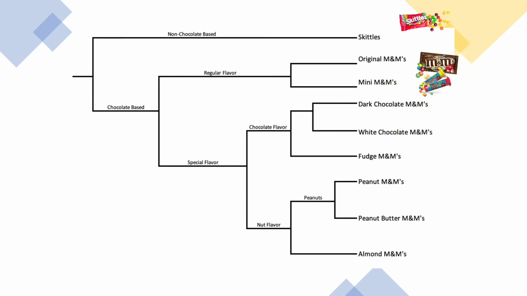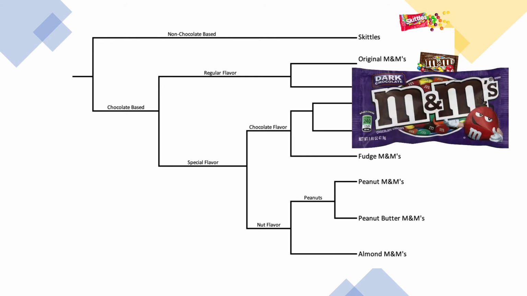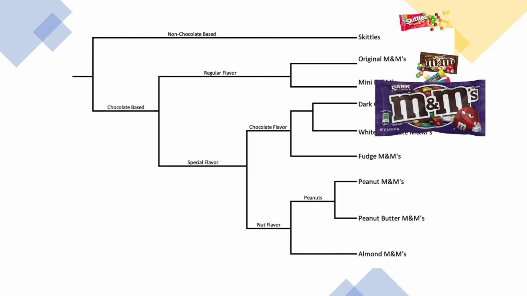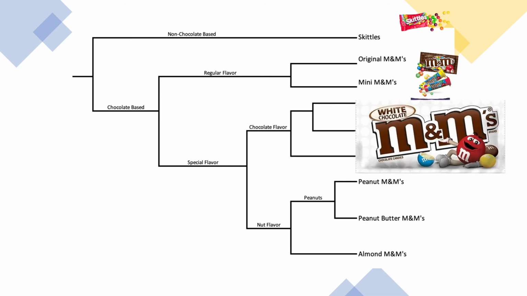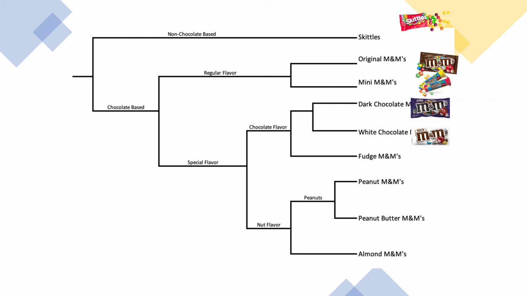The next node splits the specialty flavored M&Ms into special chocolate flavored and special nut flavored. The special chocolate flavored clade consists of dark chocolate M&Ms, white chocolate M&Ms, and fudge brownie M&Ms, with the most recent common ancestor being special chocolate flavored M&Ms. Dark chocolate and white chocolate M&Ms are more closely related and share a more recent common ancestor.